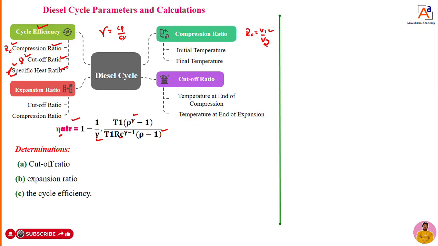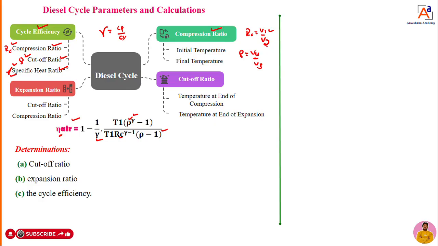Okay, one more thing I require here now: rho also. That rho is nothing but the cutoff ratio. Where can I get it? V4 divided by V3. So once I know all these values, compression ratio, cutoff ratio, specific heat ratio, easily I can calculate the cycle efficiency. Okay, fine. Now, the compression ratio, that is RC is equal to V1 by V2.